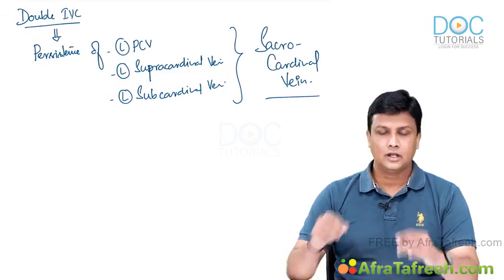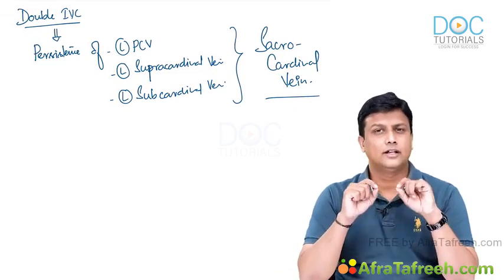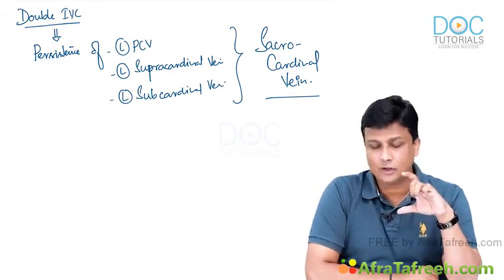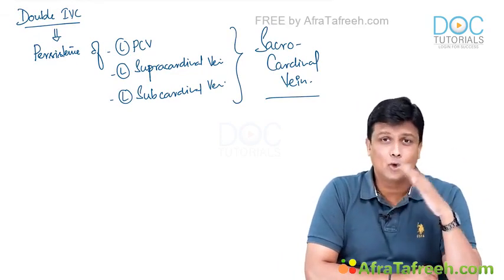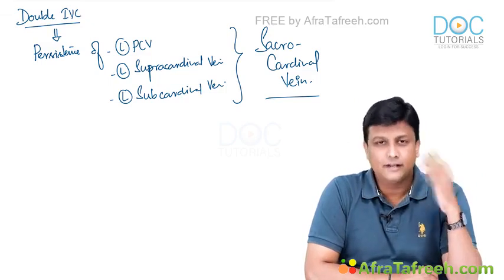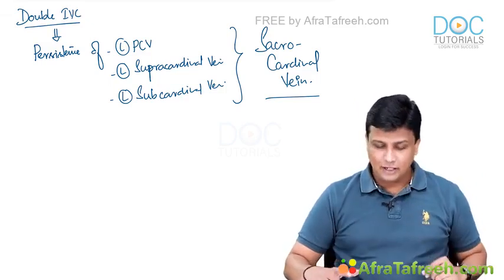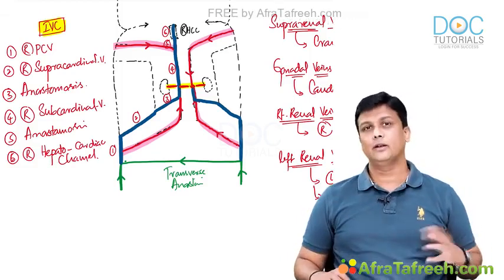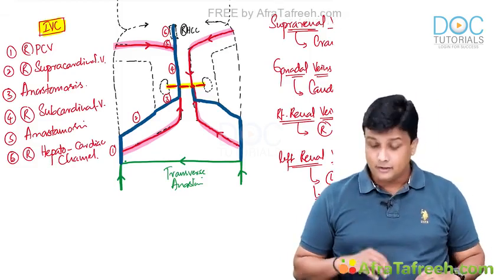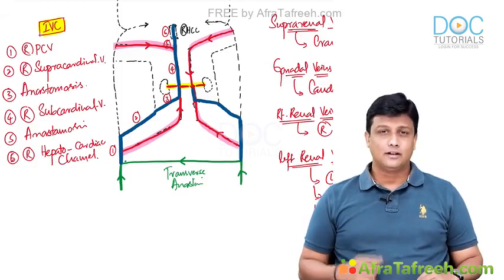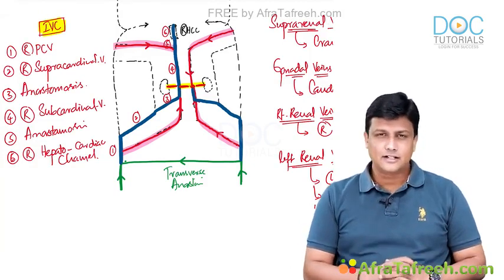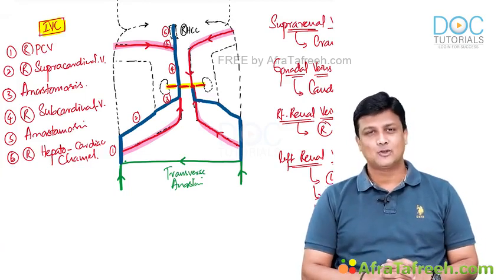So take care about that. Double inferior vena cava is formed due to the persistence of all those veins, and together they have been given a common term, sacrocardinal vein. If you say that, that's more than enough. So that is about the development of all your veins: the inferior vena cava, suprarenal, gonadal, and renal veins, and even the superior vena cava. All those veins' development has been done in a crystal clear and easy manner, guys. That's all. Thank you.